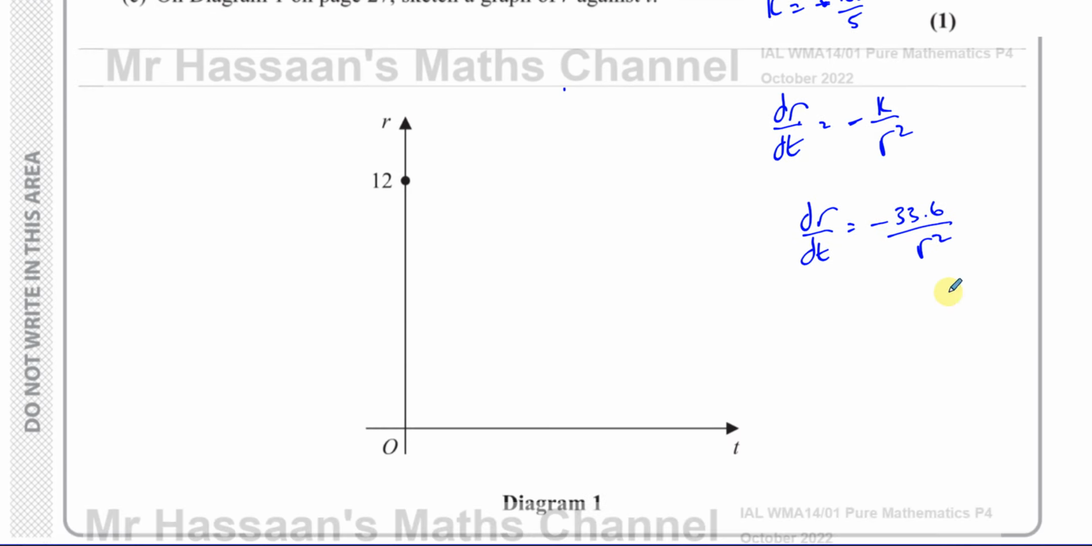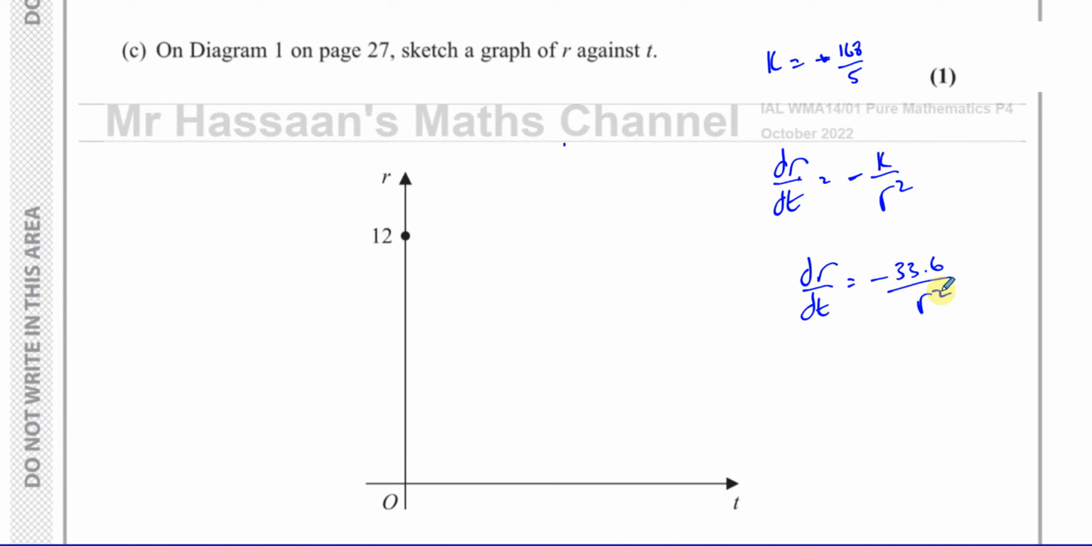So it says we have to make a sketch of r against t. So we know that when t is equal to 17.1 minutes, r is 0. So it goes from here to there, right? So it starts off as a radius of 12, ends up with a radius of 0, and it takes 17.1 minutes. So these are going to be connected, but how are they connected?